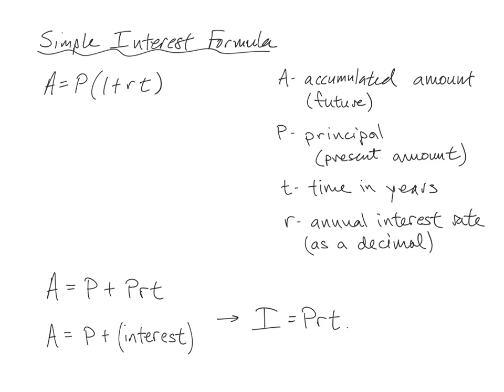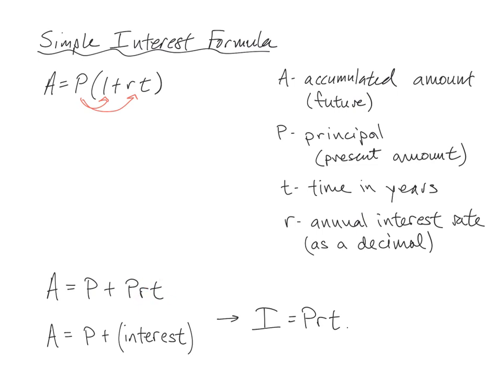And you may notice that there is another formula down here. A equals P plus PRT, that we get by simply distributing P to 1 and P to RT. So what happens from there then is you can see we get this formula down here. A equals P plus PRT.